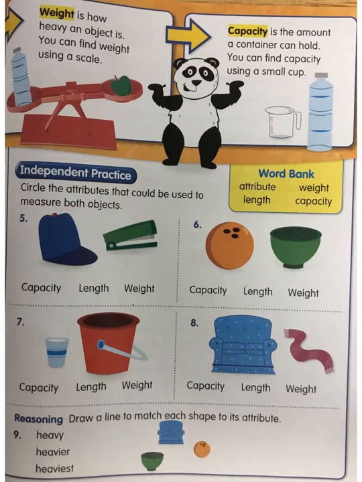Okay, you're doing the same thing, but you're circling the attributes that could be used to measure both. There's that word, both of the objects. So let's look at number 5, a hat and a stapler. Let's see. Well, the hat, I could measure how much something holds in it, but I couldn't with the stapler. I can measure both the length with cubes, and I can put it on a scale and see how much it weighs. So, not capacity, but length and weight.